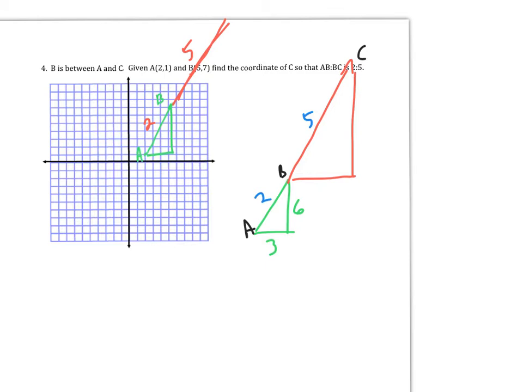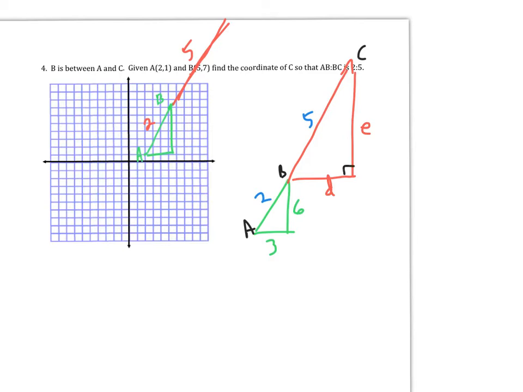And in this case, my unknowns are a little bit different. My unknowns are the red lengths. So if I want to put letters with those, I can go with D, and I'm going to use E this time for my unknowns. And that's how far do I have to go over and up to get to C. So from here, let's go ahead and set up our proportions.